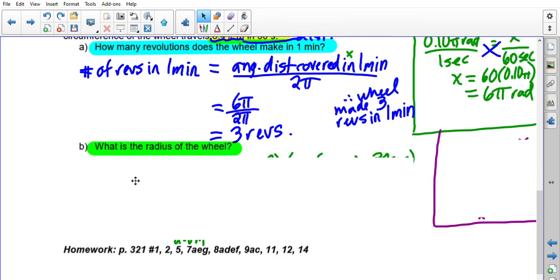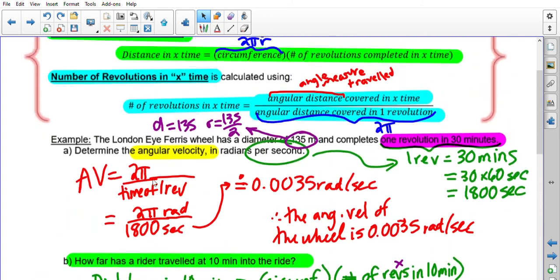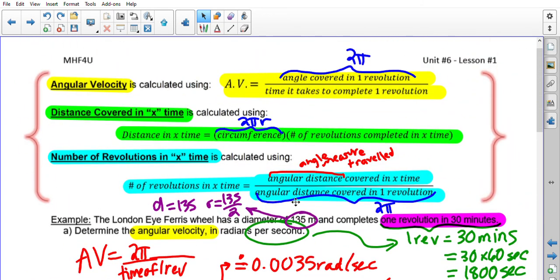All right, and lastly, it's asking what is the radius of the wheel? So this one's new. You're not going to find that formula up here, but it is hidden within it. So I want you to look at all the formulas and discover which formula involves radius at some point. And you should come to the distance traveled in x time formula. This is the only one that has radius in it because you have to deal with circumference. So we are going to use this formula and then rearrange and isolate for r.